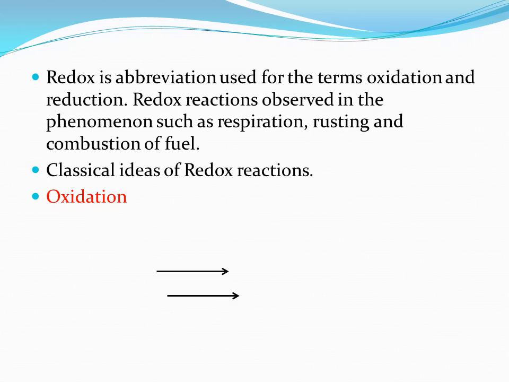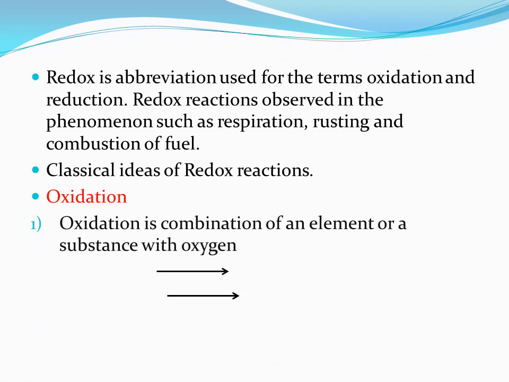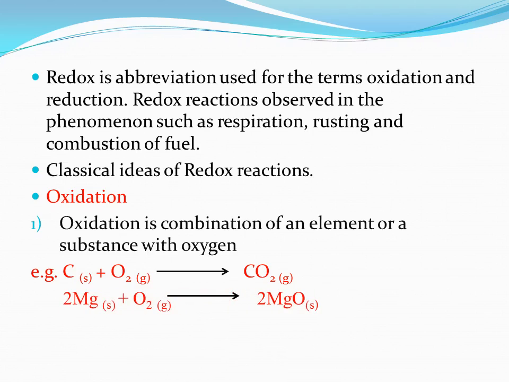Now see some classical ideas of redox reaction. First term, oxidation. Let us see some definitions of oxidation. Number one, oxidation is combination of an element or a substance with oxygen. Example, carbon when combined with oxygen produces carbon dioxide. Second example, magnesium combined with oxygen to form magnesium oxide.